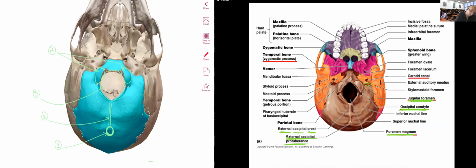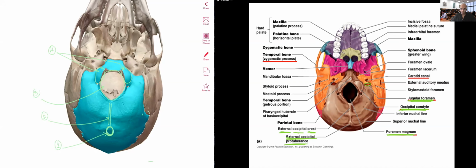Please name the bone landmarks. This is part of the in-class activity. All right, we're gonna get to the carotid canal in a second. All right, please answer those 4 questions as part of your in-class activity for today.